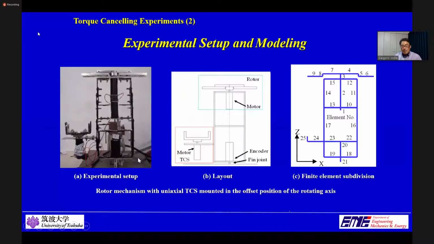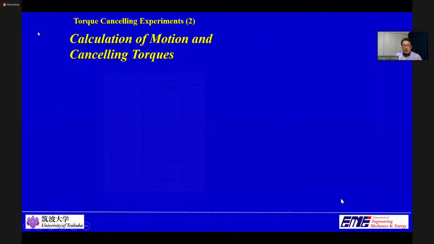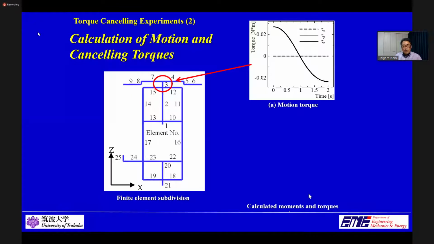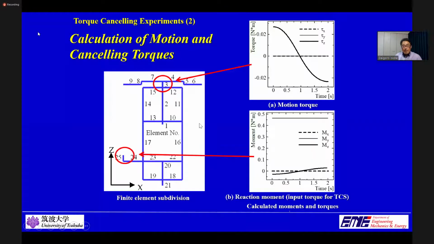The whole system is modeled with a total of 25 elements and 26 nodes as shown in this figure on the right. The same rotational motion is given to this rotor as in the previous experiment. The motion torques for driving the rotor are the values calculated at the upper node of element number 3, and the reaction moments are the values calculated at the upper node of element number 25.